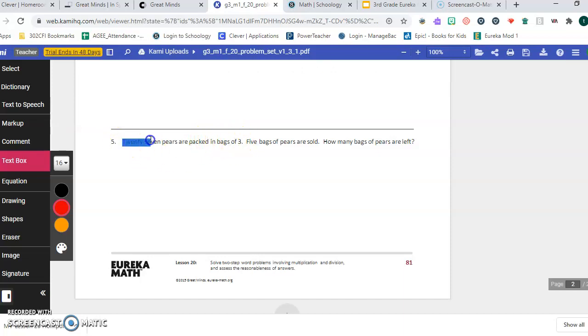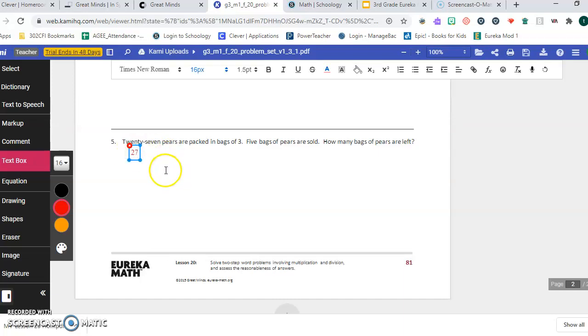Okay, so again, we've got a word, 27. If I want to just remind myself, I can mark up the text there. That's 27 pears. So the items are pears, packed in bags of 3. Bags of 3 would be the group size, not the number of groups. The size of each group is 3. So I've got a total number of items and the size of the group.